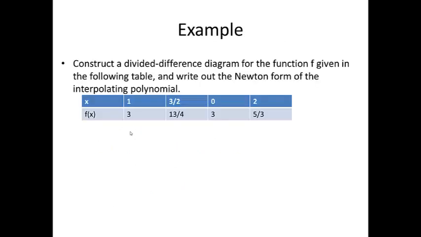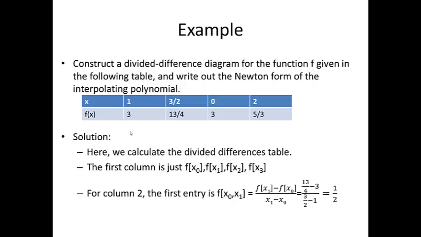So, what we'd like to do is construct a divided difference diagram for the function f given in the following table, and write out the Newton form of the interpolating polynomial. Here, we calculate the divided difference table. The first column, as you saw in the last slide, is just going to be f(x0), f(x1), f(x2), and f(x3), which are going to be the values in the table for f(x). So, that one will be fairly easy.